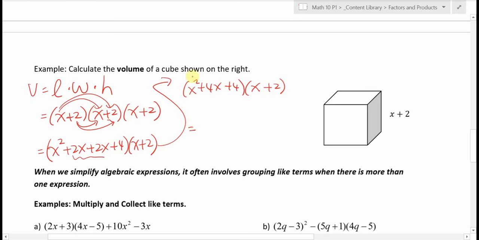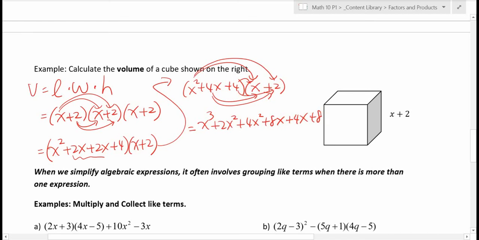Okay, and now from here I can again distribute or FOIL. Either way, x squared times x is x cubed. x squared times 2 is 2x squared. You keep going with the next one. 4x times x is 4x squared. 4x times 2 is 8x. And I'm running out of room to draw the arrows, but that's okay. That's 4x, 4 times x, and then 4 times 2 is 8. Okay, you can see the order in which it's written down is very nice, right?